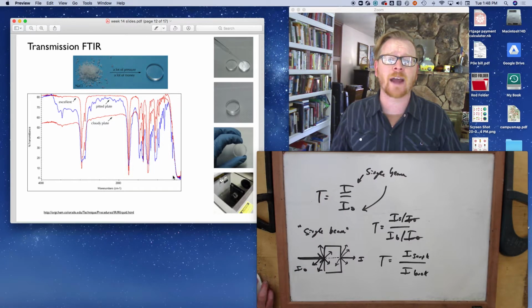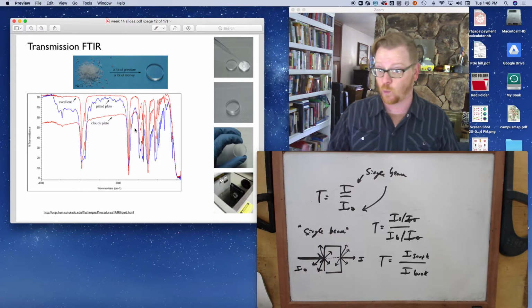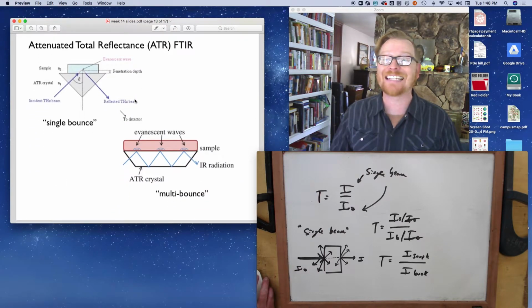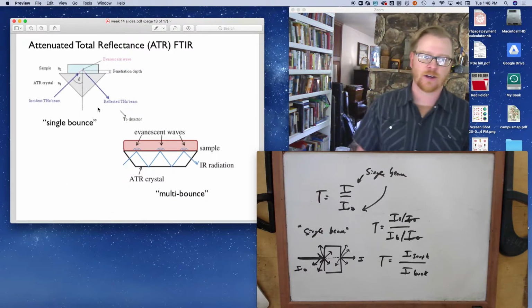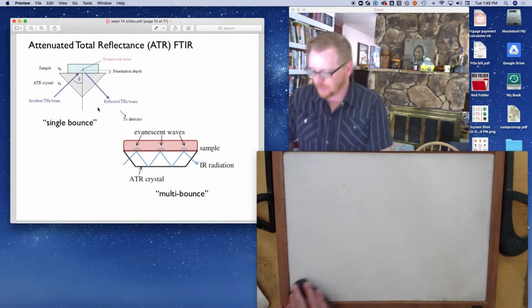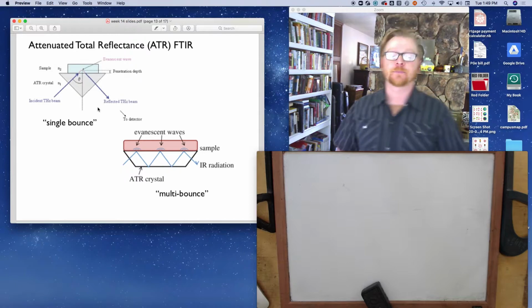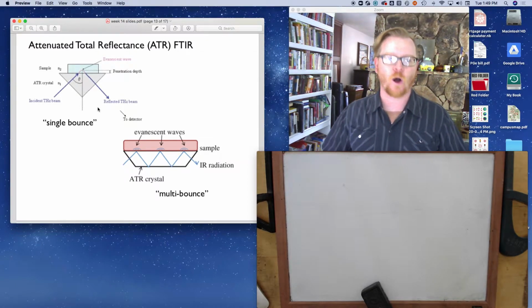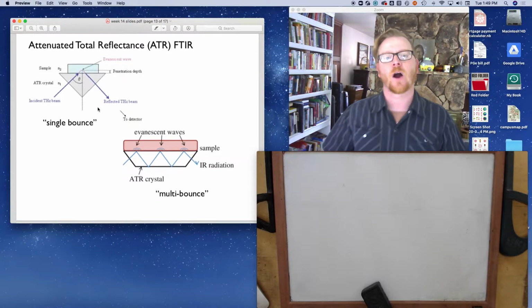So that's why this technique, there's a newer technique that's used now, which is what you all did, and I'll describe that next. And so that's called ATR FTIR, so attenuated total reflectance. So this is the exact type of sample accessory you used. So all FTIR spectrometers are virtually identical.